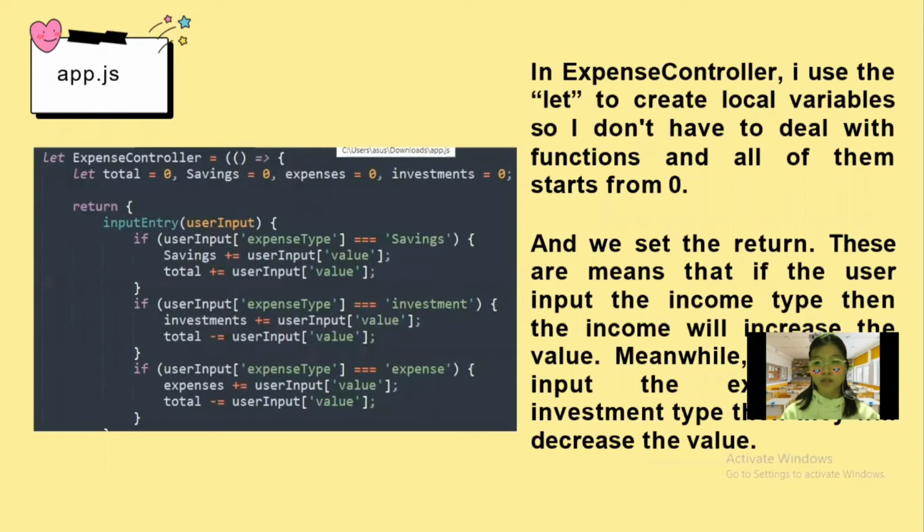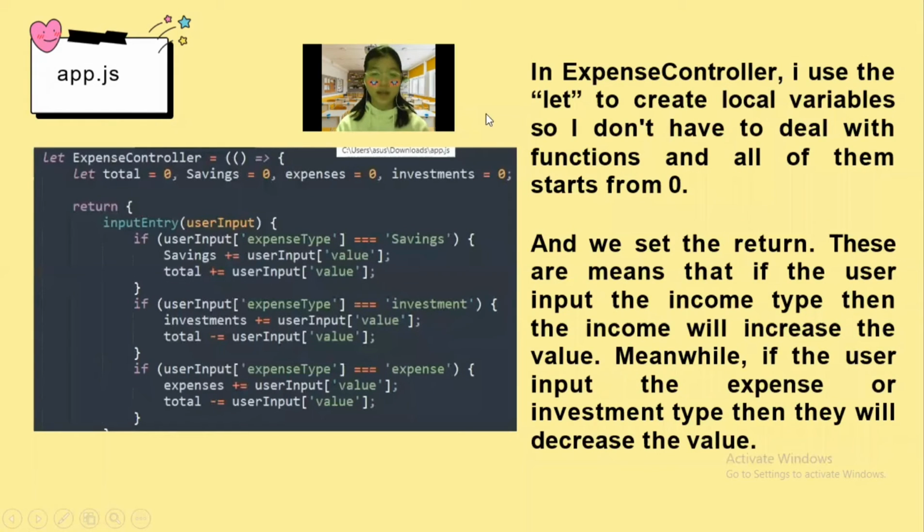In the expense controller, I use let to create local variables, so I don't have to deal with functions, and all of them start from 0. And we set the return. This means that if the user inputs the income type, then the income will increase the value. Meanwhile, if the user inputs the expense or investment type, then they will decrease the value.